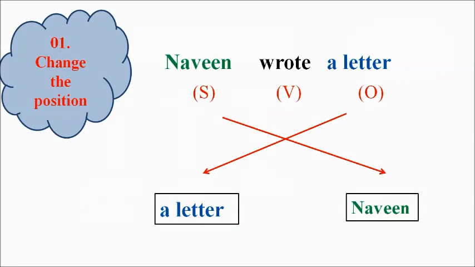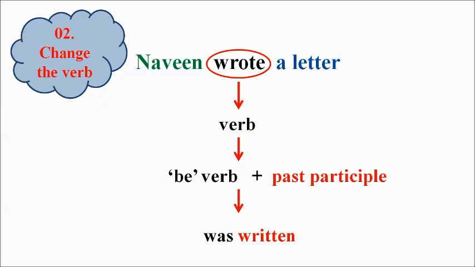Let's see the change we make when we turn an active voice sentence into a passive voice sentence. First we change the place. Look at this example. Naveen wrote a letter. Subject goes to the place where the object has been. Object goes to the place where the subject has been. They change their position.